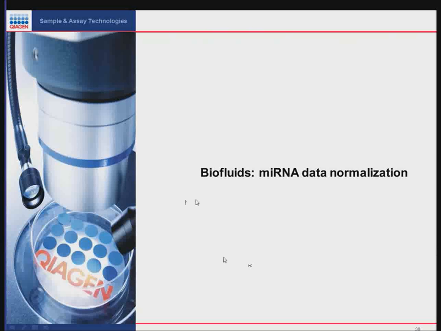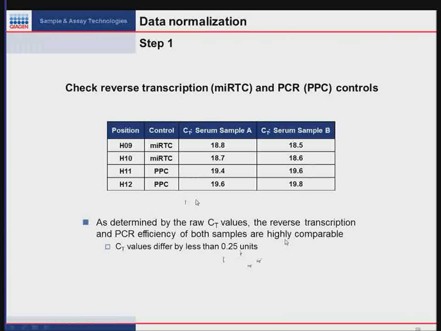I want to round up the technical part of the talk talking about data normalization. So we do data normalization in a number of steps. The first one is on every array that we have these controls. So we're looking at what's called the miRTC and the PPC. And this tells the software that's doing your analysis whether or not there's significant inhibition in your sample, whether you can trust the data or not.